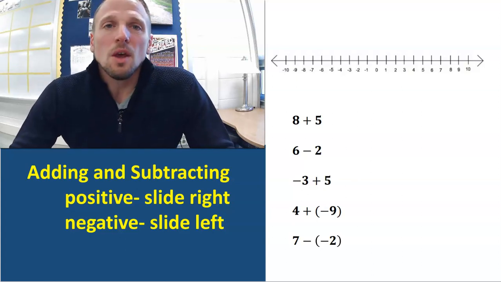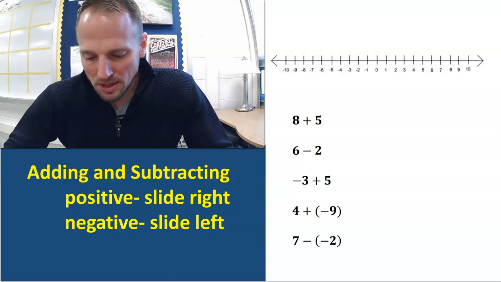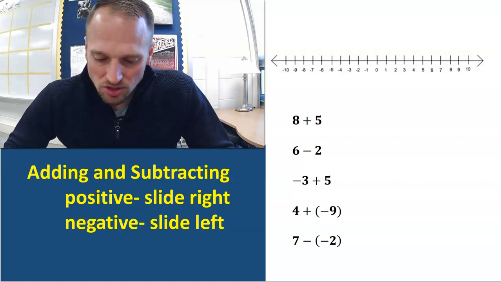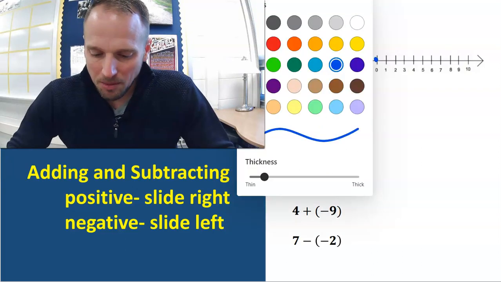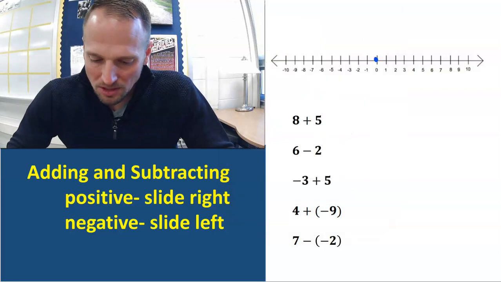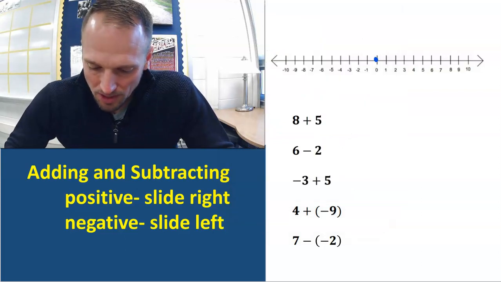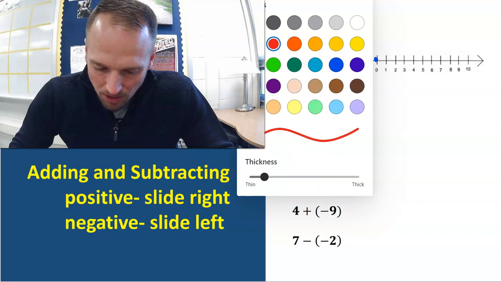So the first one, we have 8 plus 5. And I know you know what this is, but let's just see how it will actually work. So we're going to start right here at 0 on the number line. Maybe I'm going to change to red, make it a little bit easier to see. Start right here at 0 on the number line.